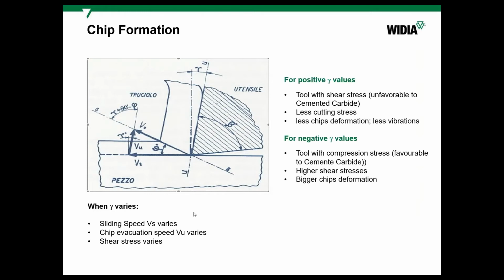So if we compare how rake angle influences this, usually with a greater positive gamma angle, I mean rake angle, the tool has less cutting stress, but it also has shear stress, which is not good for cemented carbide. Cemented carbide is a slightly brittle material. That's why we have edge rounding and other edge operations. We need to stabilize the corner because it's brittle.